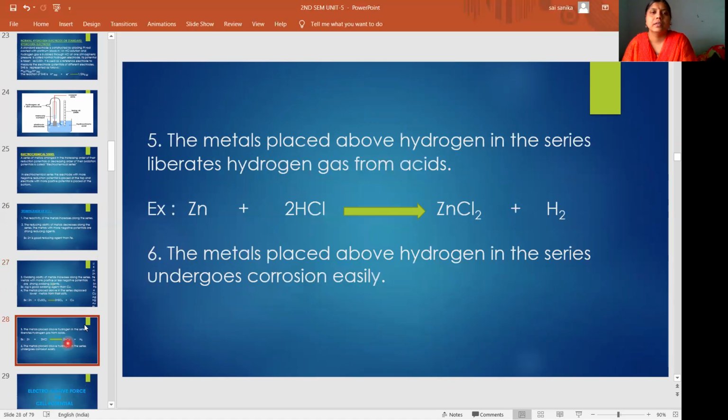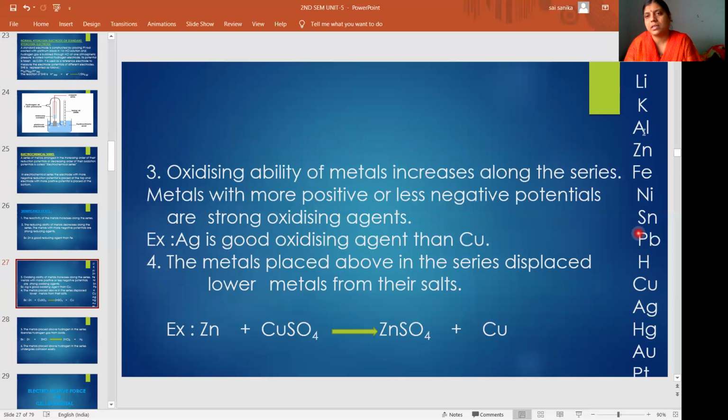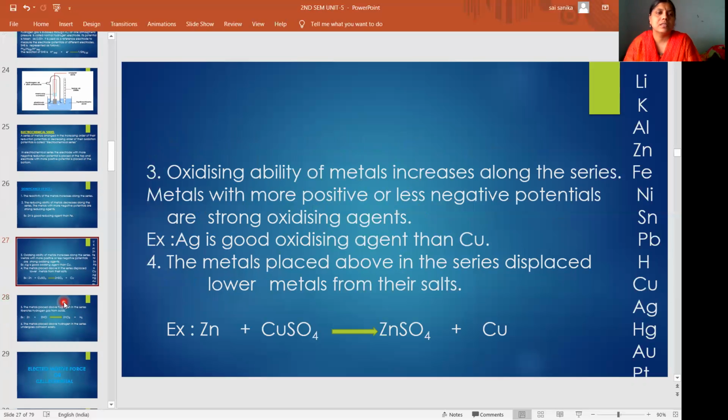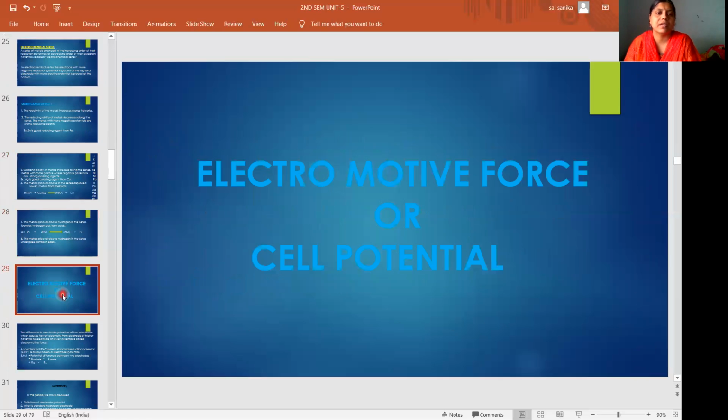The next point: the metals placed above hydrogen in the series liberate hydrogen gas from acids. When they react with acids, they liberate hydrogen gas and the corresponding salt is formed. The metals placed above hydrogen also undergo corrosion easily because they are more active metals. So this is the significance of the electrochemical series.